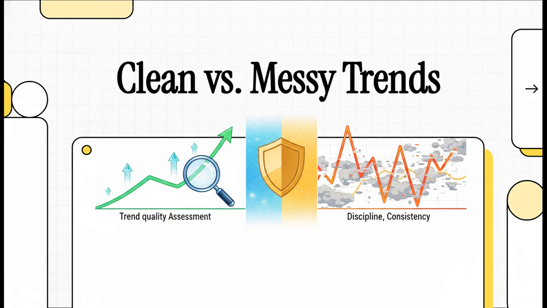All right, today we're going to focus on a skill that is absolutely critical: assessing trend quality. You see, moving beyond just spotting a trend is a step you just can't skip if you want consistency. We're going to build the discipline to tell the difference between a high probability setup and just market noise.